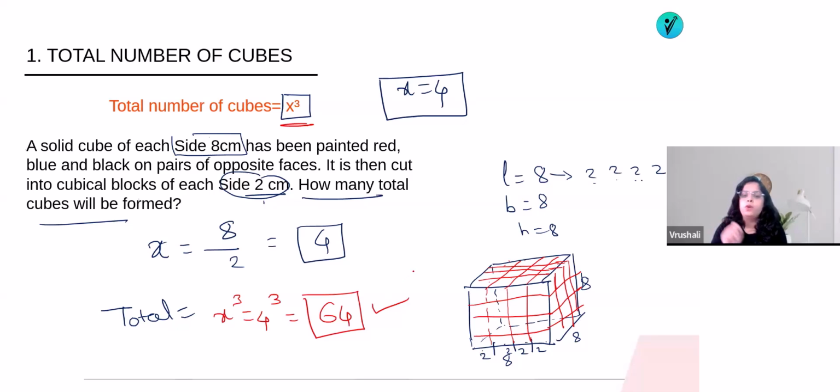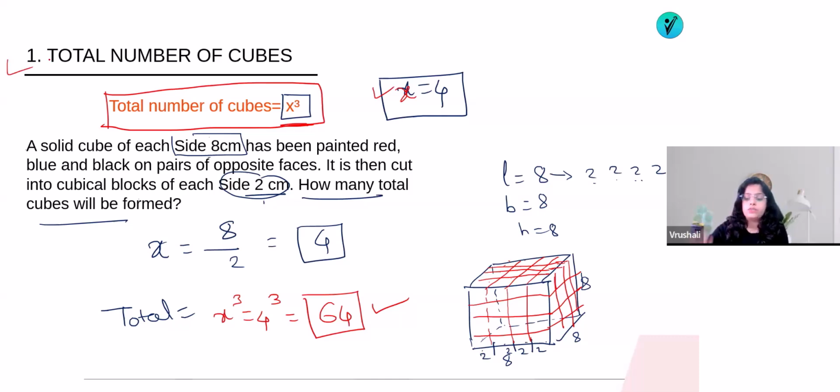So understood? This will always be x cube. You have to remember only this thing. Total number of cubes is equal to x cube. You can find out x simply, and x is 4 means 4 cube will be 64. This is your total number of cubes. This was your first trick.